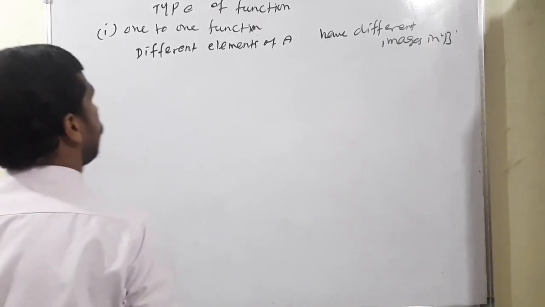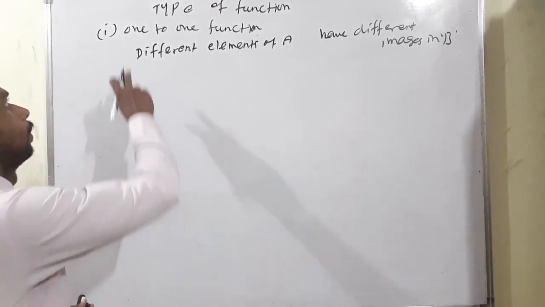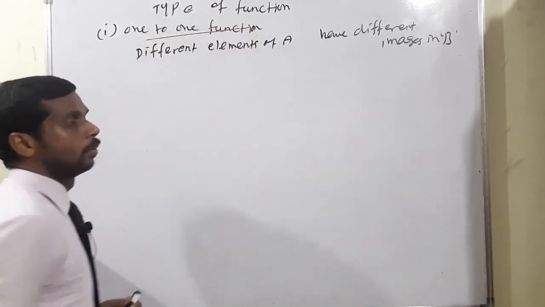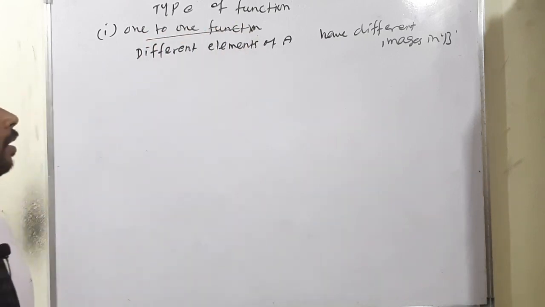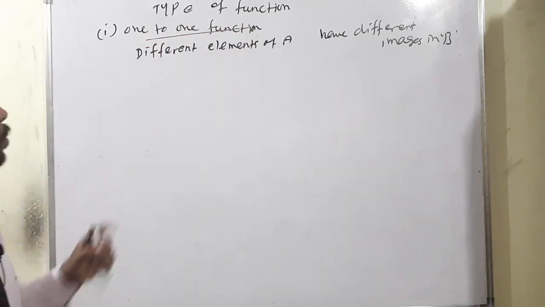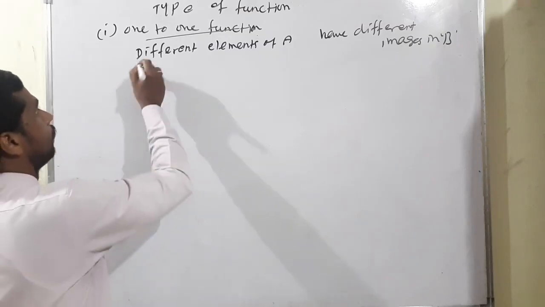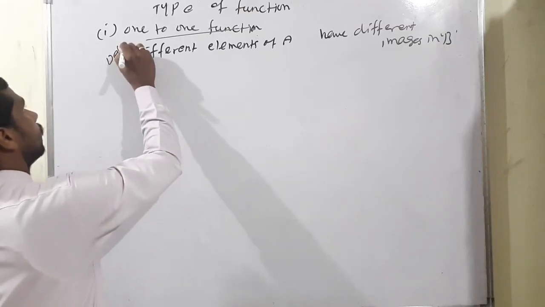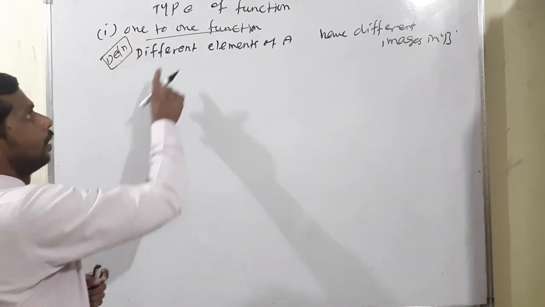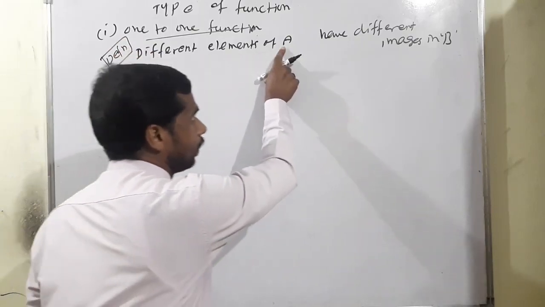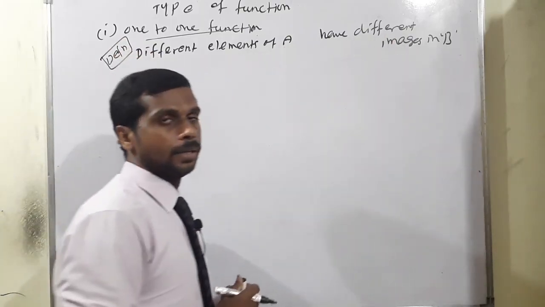So, I am moving to types of functions. Type number 1, one-to-one function. One of the important topics. First, one-to-one function. What is the definition? Different elements of A have different images in B.